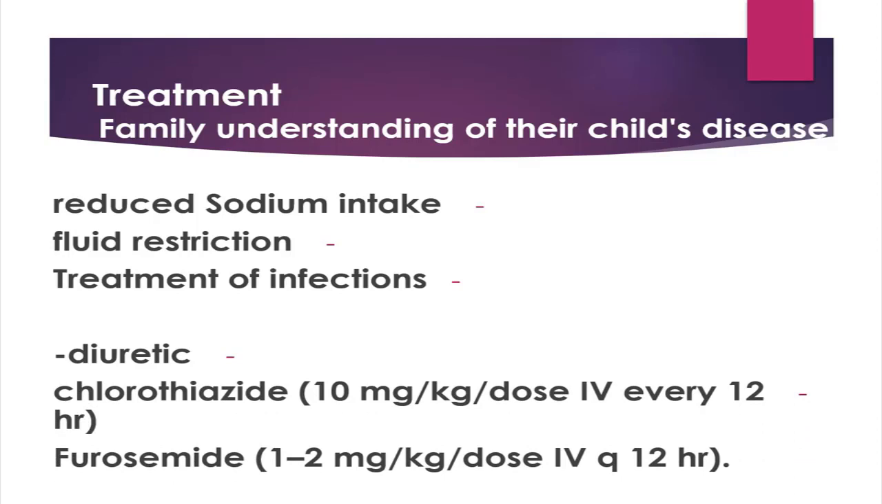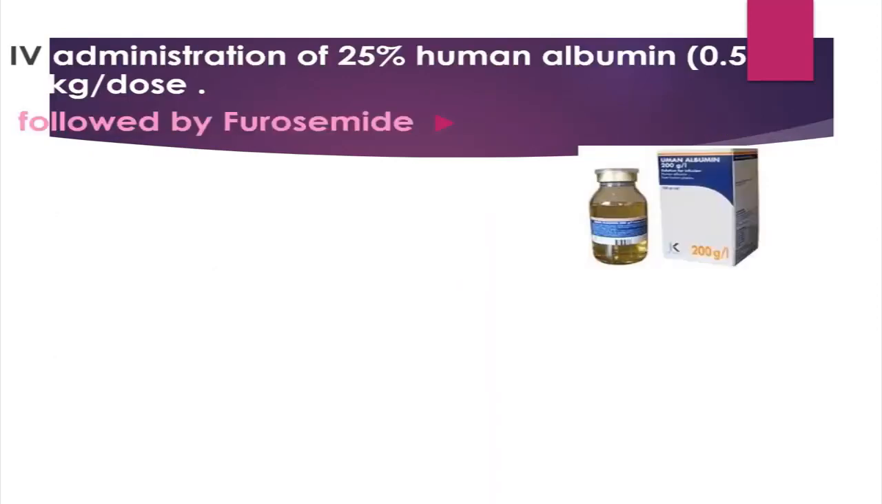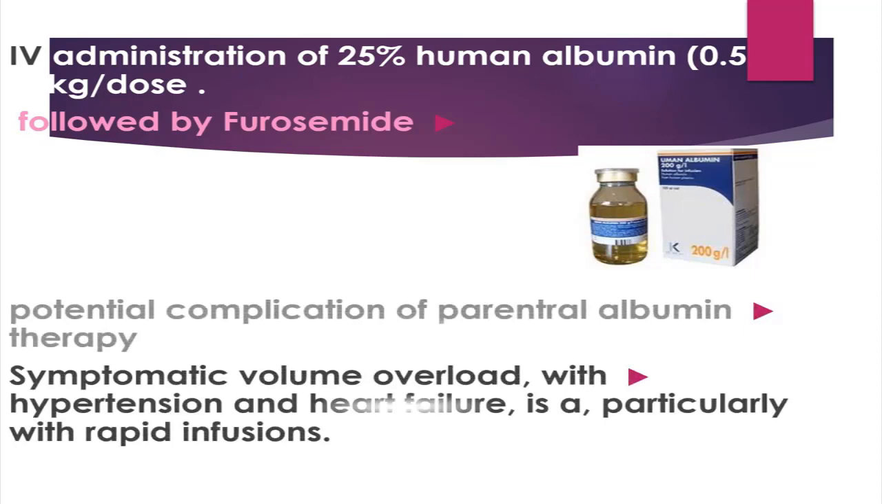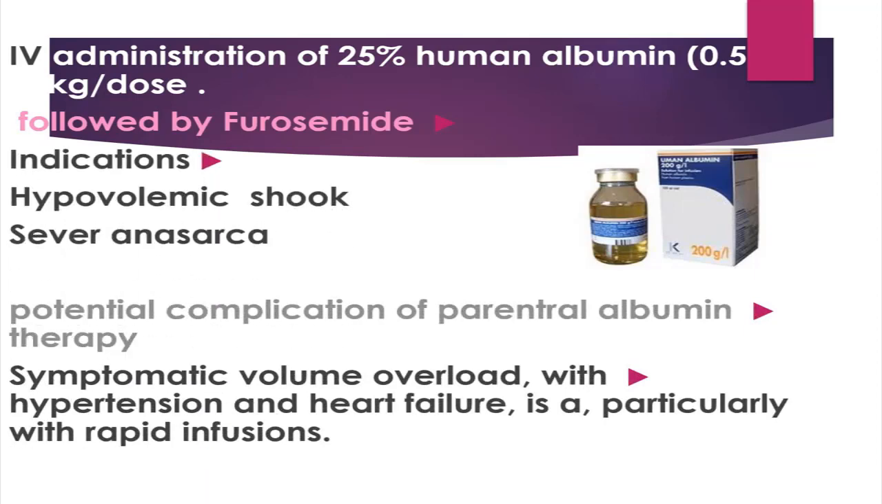But sometimes we have very severe edema, which we call anasarca, meaning fluid in the eyes, abdomen, and scrotal swelling, and there will be very little fluid in the intravascular space. So when we give diuretics, we will get no urine output at all. We have to increase the intravascular volume by IV administration of human albumin with furosemide or Lasix. This is a picture of the albumin. The indication of this important drug is cases of shock or severe anasarca.